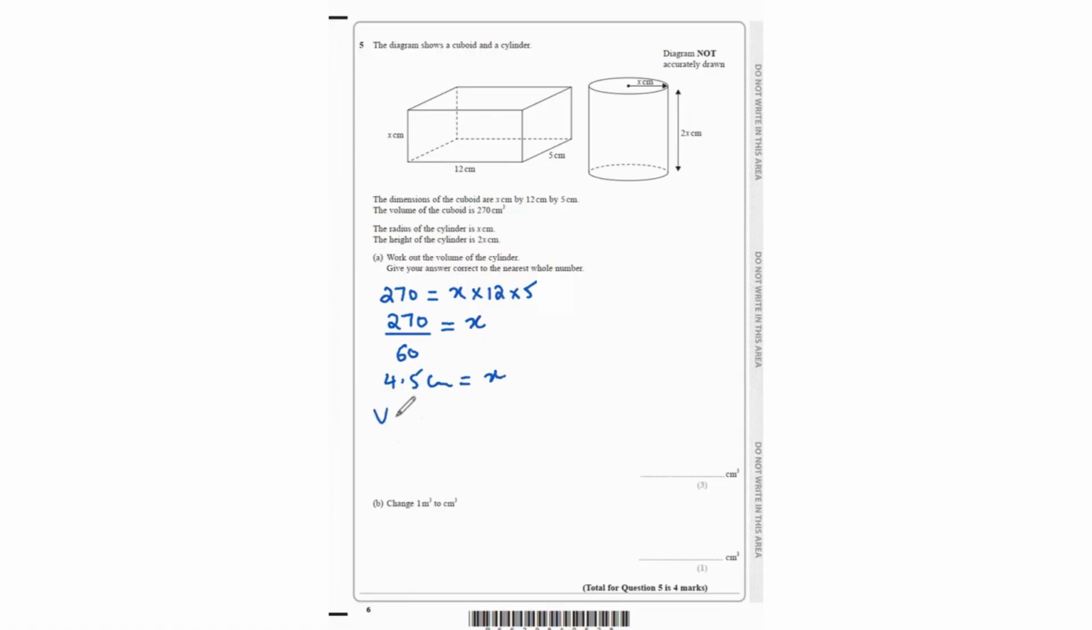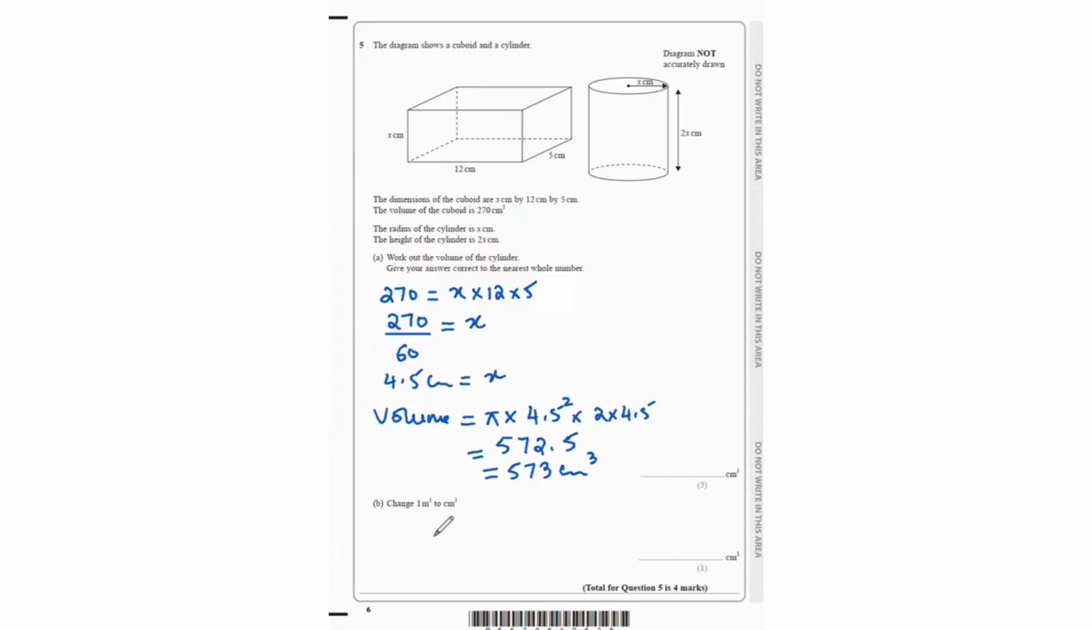So the volume of the cylinder is going to be pi r squared, so r is 4.5, times the height, which is 2 times 4.5. That's going to give us the answer correct to the nearest whole number. So 572.5, that's going to be 573 centimeter cube.